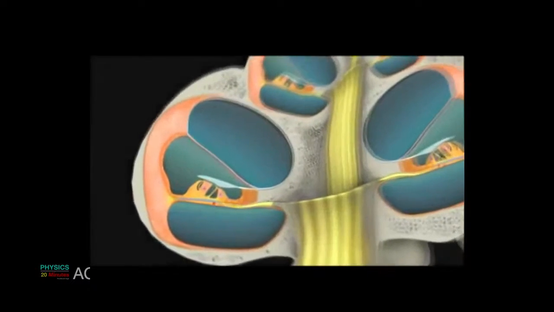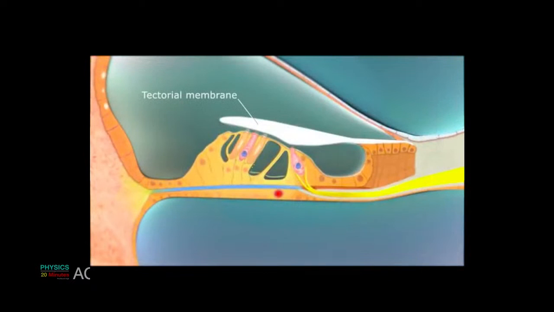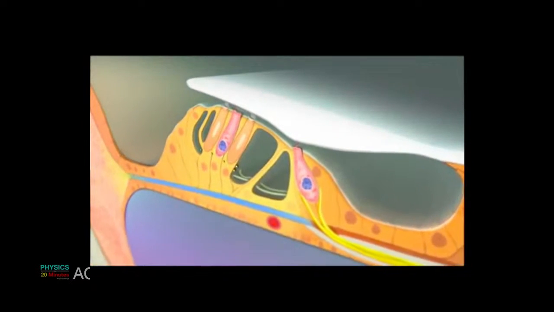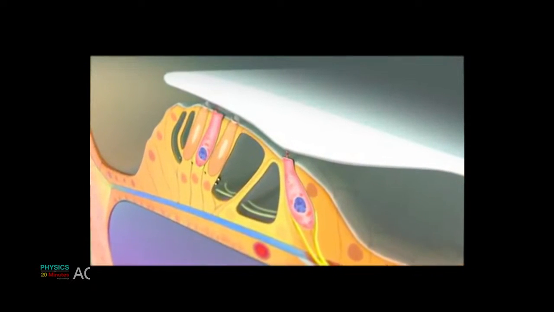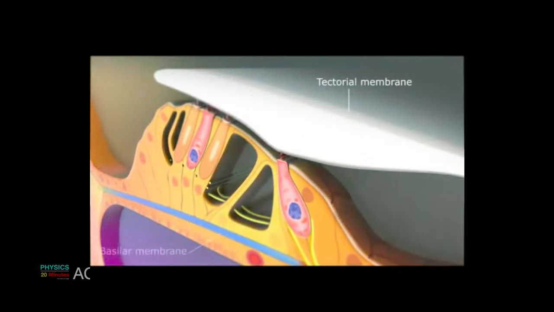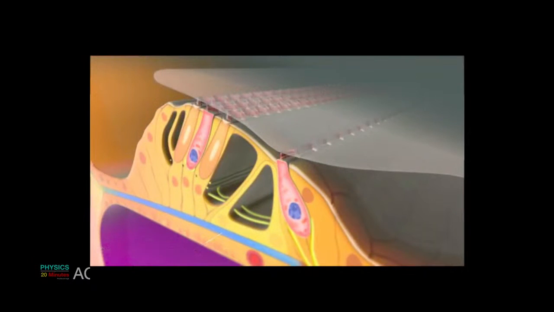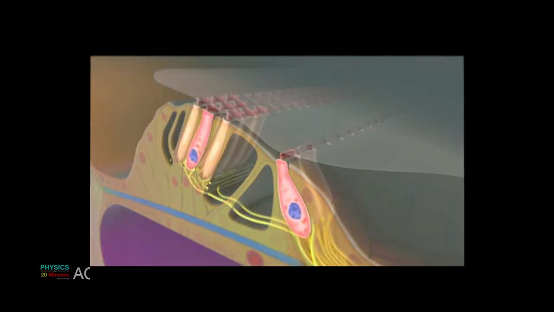The Scala Media includes structures from the tectorial membrane, basilar membrane, and hair cells, which sense the mechanical forces. The hair cells are located between the tectorial and basilar membranes. Approximately 16,000 hair cells are within the cochlea. There are two kinds of hair cells, inner and outer hair cells.